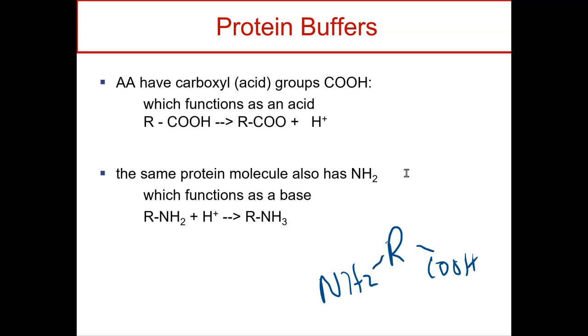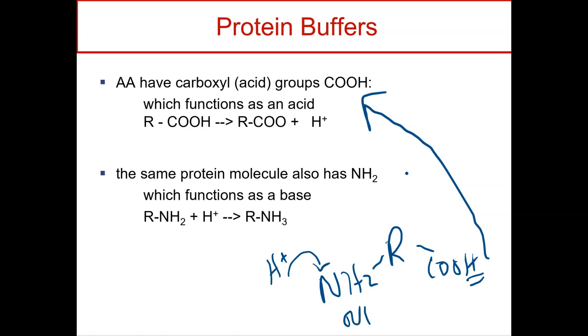So this acid group can release a hydrogen and work like a weak acid, and this NH2 group can actually pick up a hydrogen to form ammonia and work as a base. So it's pretty cool that the same molecule can either donate hydrogens if the pH is too alkaline, or remove them if the pH is too acidic.